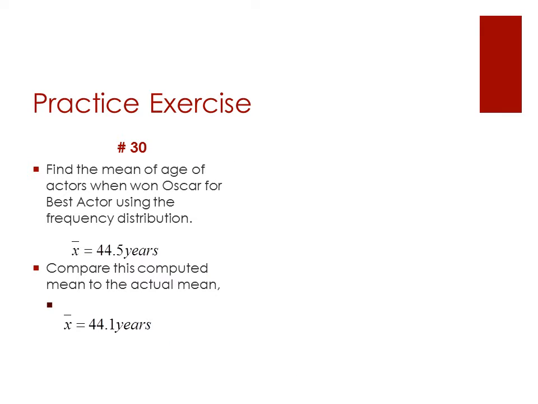Here we see that the computed mean from the frequency distribution is 44.5 years. Well, it's pretty comparable to the actual mean of 44.1 years. So as you can see, this is usually a pretty good short route of getting to your mean if you're working from a frequency distribution, especially if you're having to look at something where you don't actually have access to the actual raw data, you can still get a rough estimate.